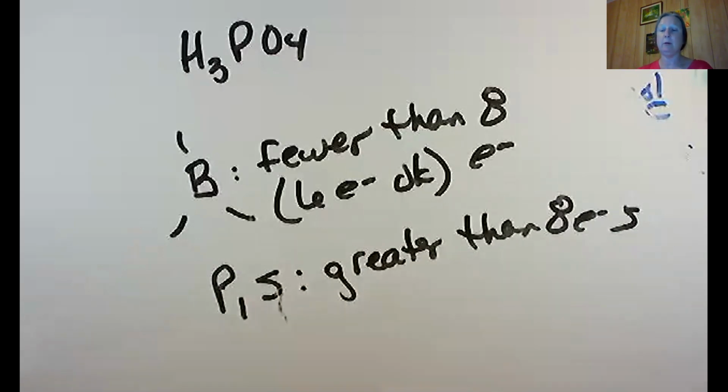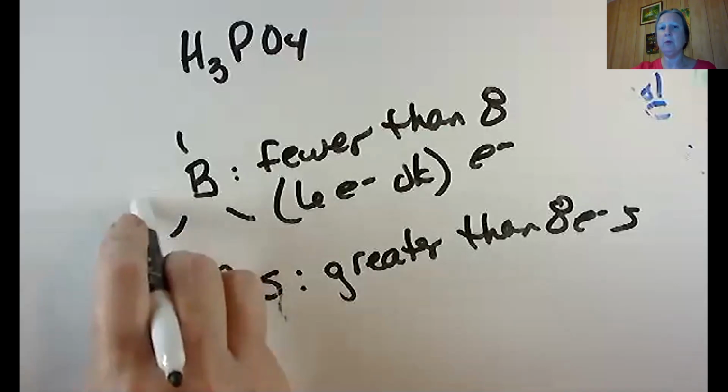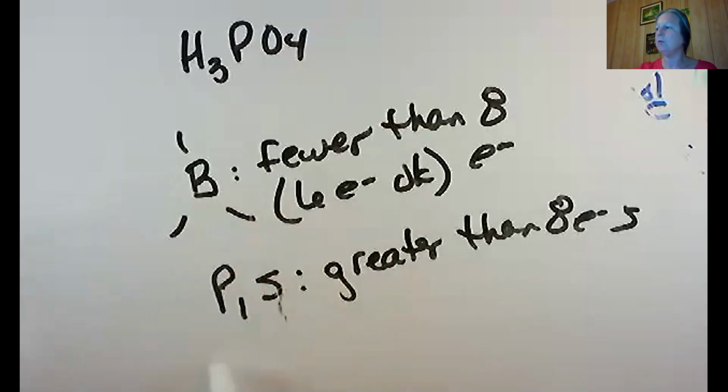Or if you're given one of these examples, it's okay. So memorize these. Boron can have fewer than 8, this is for your octet rule, and phosphorus and sulfur can have greater than. It can have more than 4 bonds. It can have more than 8 electrons.